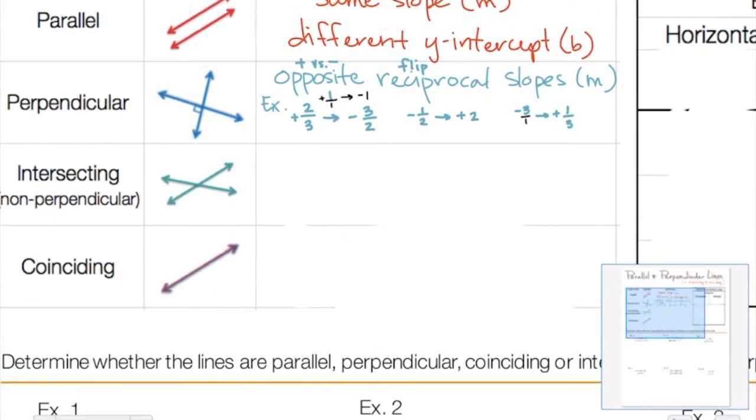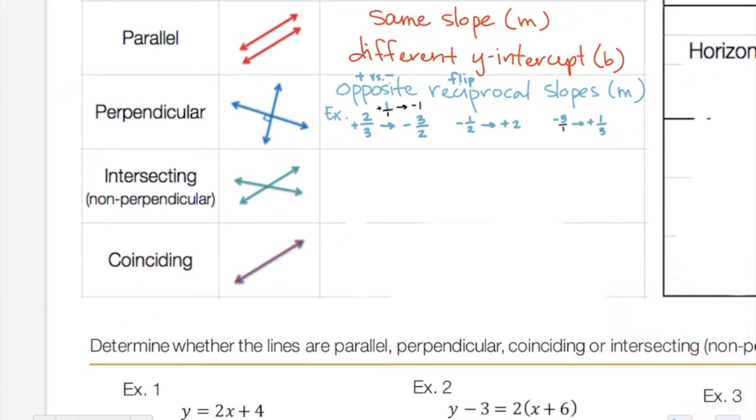All right, intersecting lines that are not perpendicular to each other, all we care about is that they have different slopes. As soon as they have different slopes that are specifically opposite reciprocals, then we can be more specific and say they're perpendicular. And finally, coinciding lines.